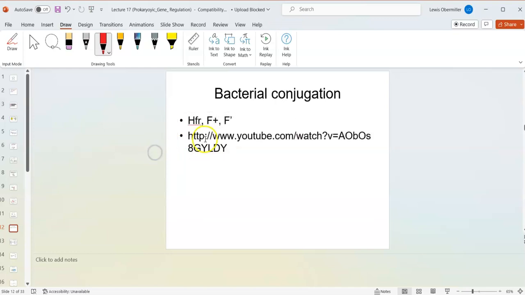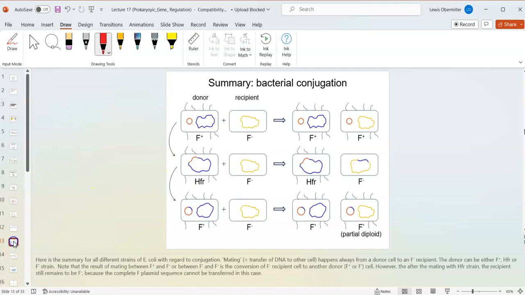You guys can watch this. It's basically just a video on how HFRs and F pluses work. I'd have to do a lot of manipulation on the sound of this recording to be able to play that for you, but take a look at it. It's an animation of how this functions.